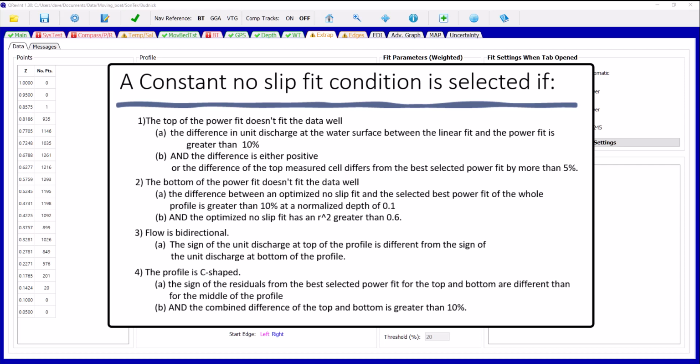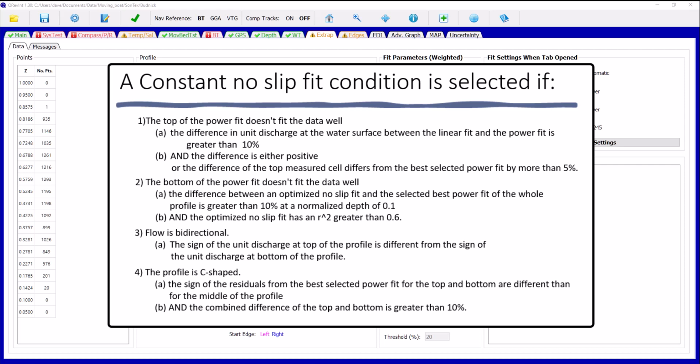A constant no-slip condition is also selected if the bottom of the power fit doesn't fit the data well, defined as the difference between an optimized no-slip fit and the selected best power fit of the whole profile is greater than 10% at the normalized depth of 0.1, and the optimized no-slip fit has an R-squared greater than 0.6.